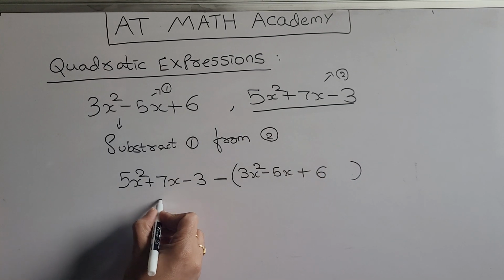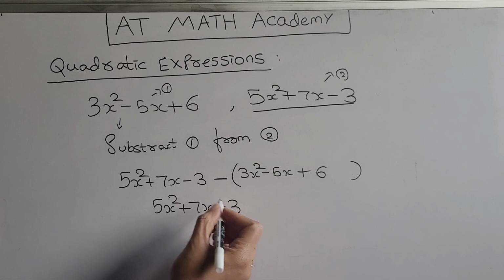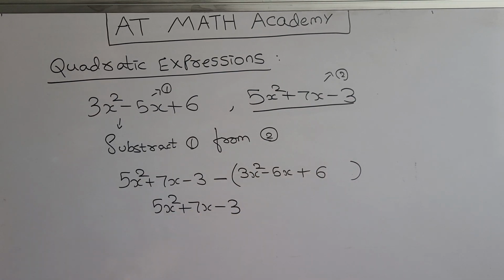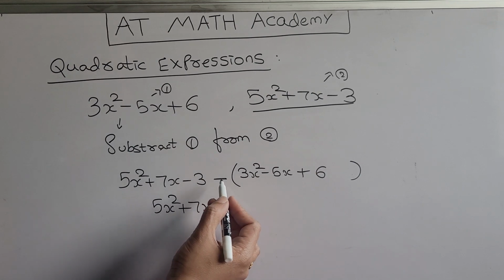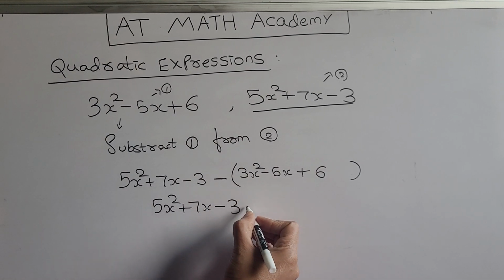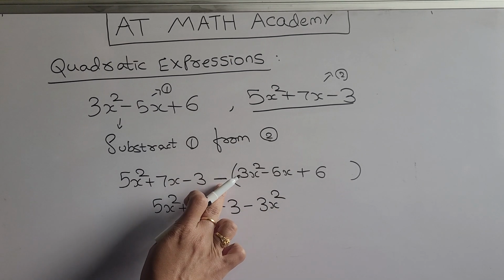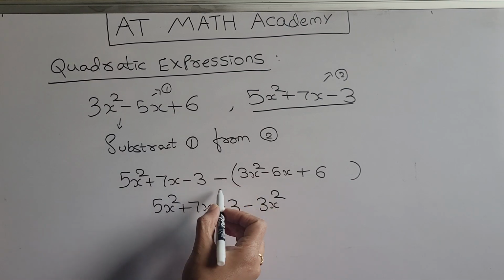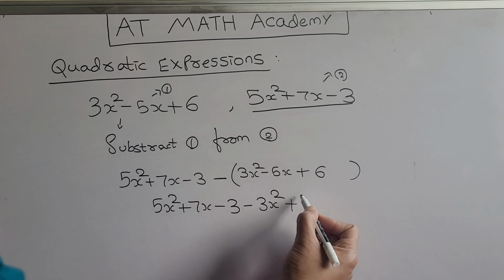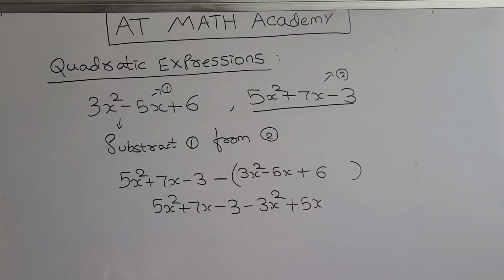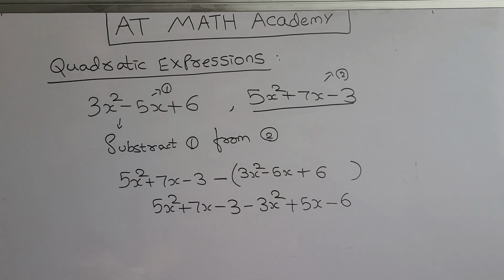So now I'm going to write the next step: 5x squared plus 7x minus 3, and I'm going to open the parenthesis and apply the negative sign to each of the values within the parenthesis. So minus, and I have plus 3x squared, so it will be minus 3x squared, and minus into minus is plus, so here I am going to write plus, and the coefficient here is 1, so 1 into 5 is 5, so 5x, and minus into plus is minus again, so minus 6.